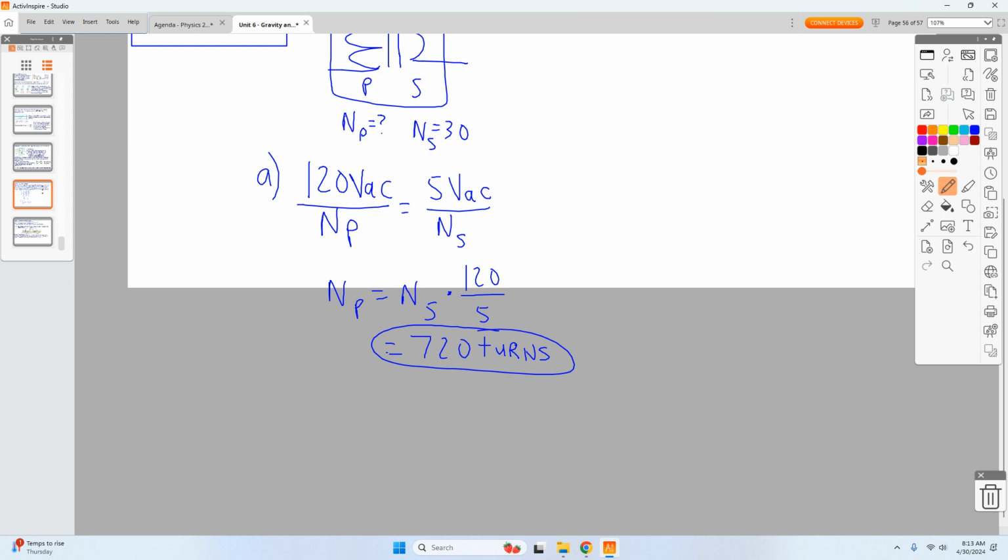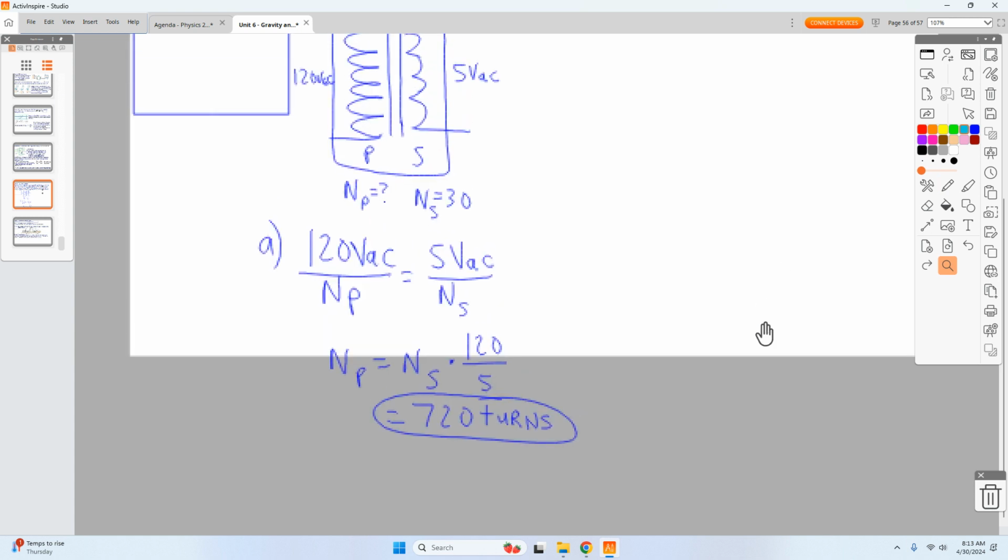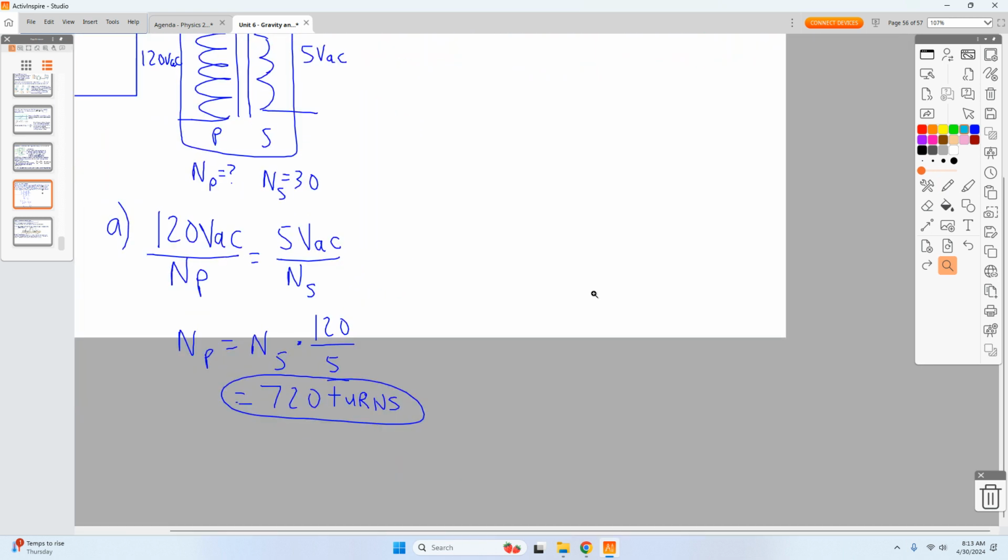Okay, letter B. Calculate the current in the primary. Now, I want to take a moment and say that we are assuming, unless stated otherwise, that the transformer is 100% efficient, which is never going to be true, but a lot of these transformers are designed to be highly efficient. So usually what we do is we calculate these numbers based on 100% efficiency.